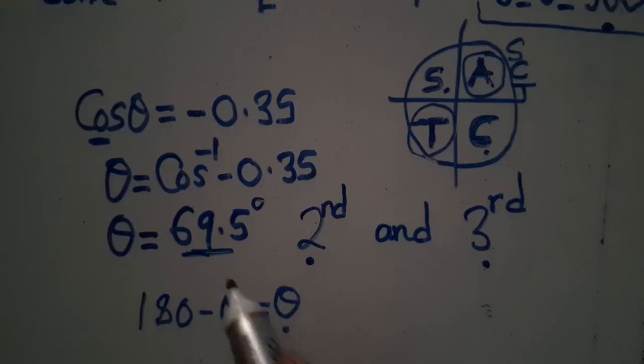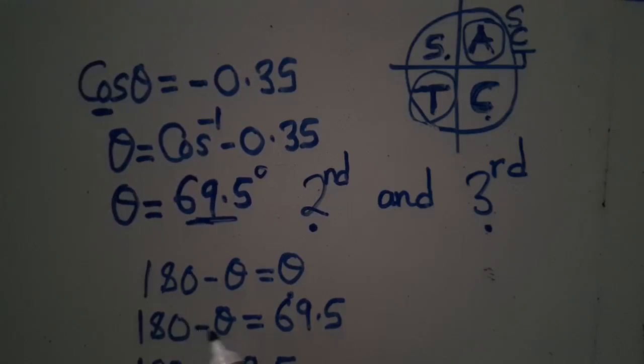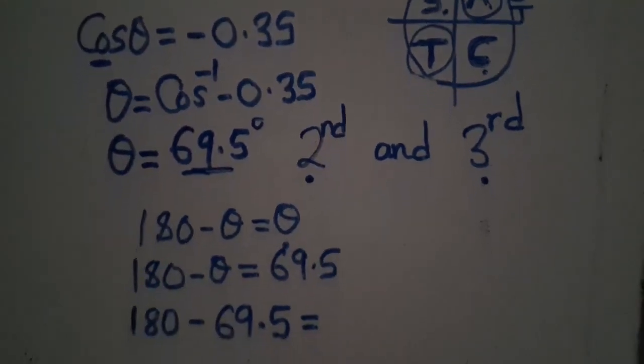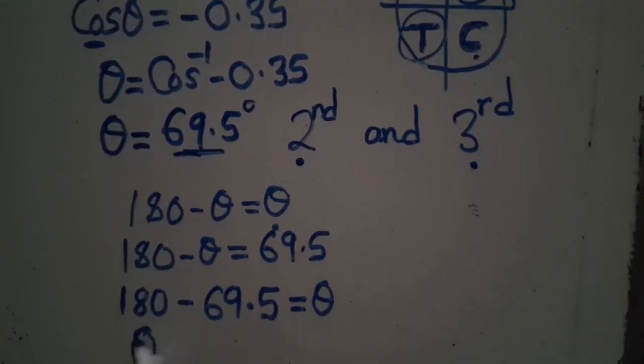This answer here, this is the answer that you found. So what are you going to do? You are going to say 180 minus theta is equal to the answer there, which is 69.5. You solve this equation. This is a simple equation. Theta comes this side, so you're going to have 180 minus 69.5, which is equal to theta, because when theta comes this side, it becomes positive.